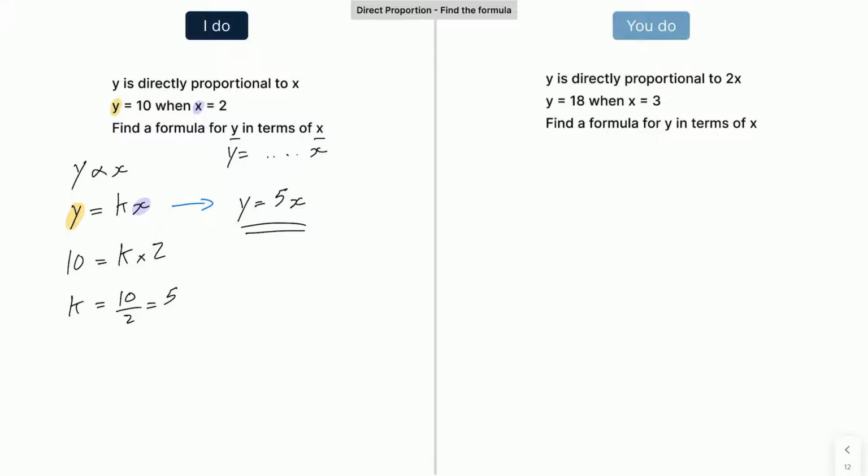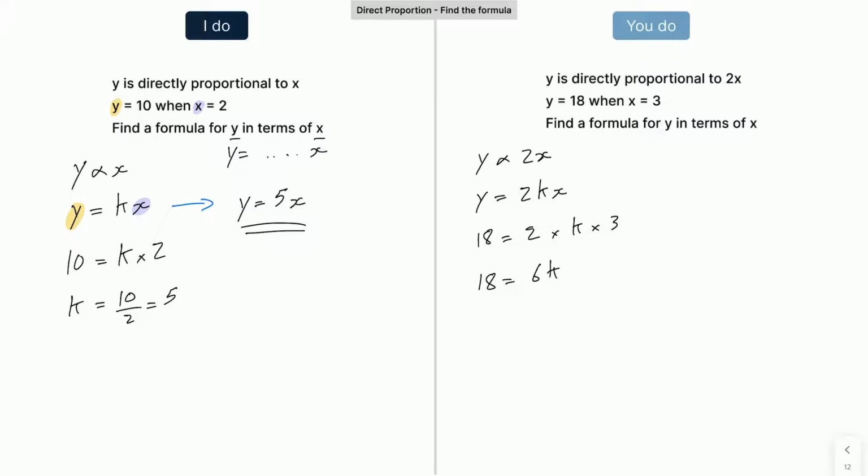So hopefully you've pressed pause and had a go at the example on the right. Straight away I can see it says y is directly proportional to 2x. It's the expression. To write that as a formula, that can be written as 2kx. And then we're going to substitute the values in. So that's going to be 18 is equal to 2 times k times x, which is 3. And we can tidy that up. 3 times 2 is 6. So we can just say that's 6k.